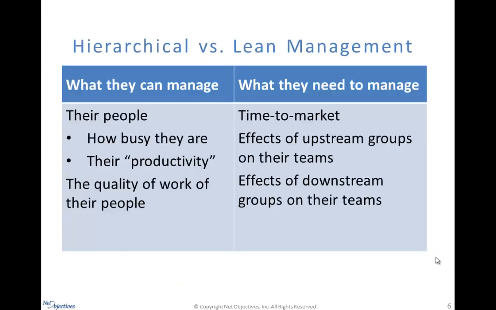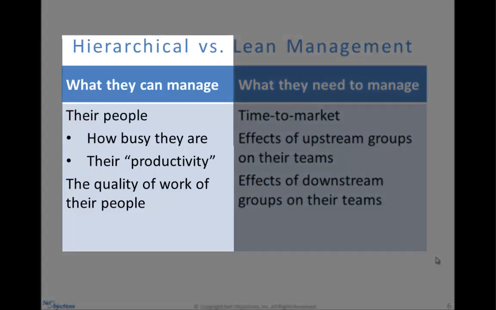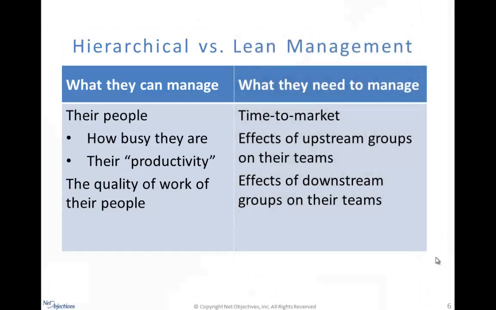When you're in a hierarchical organization, people are going to manage what they see. They're going to look to see how busy their people are that they're managing. What's their productivity? What's the quality of the work? This is pretty natural because it's what they're there to do and what they can see.